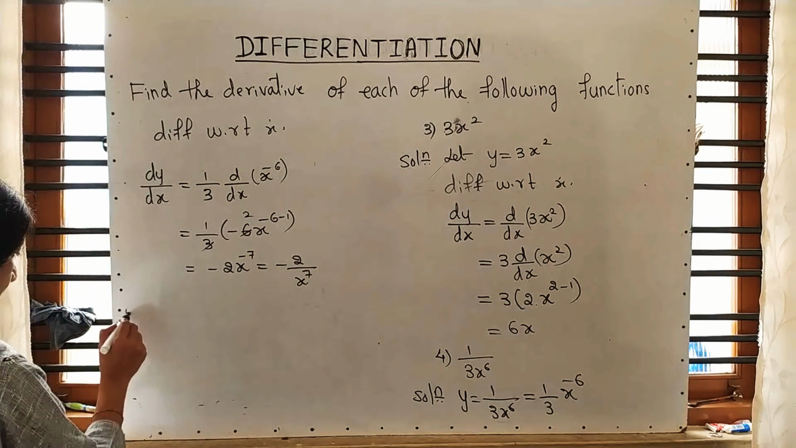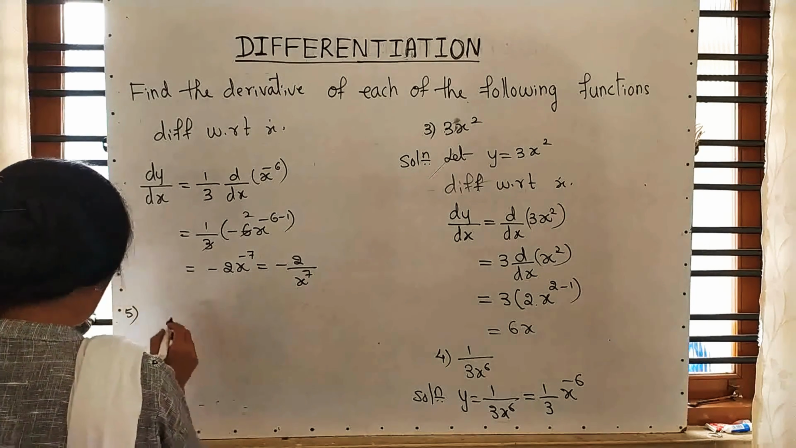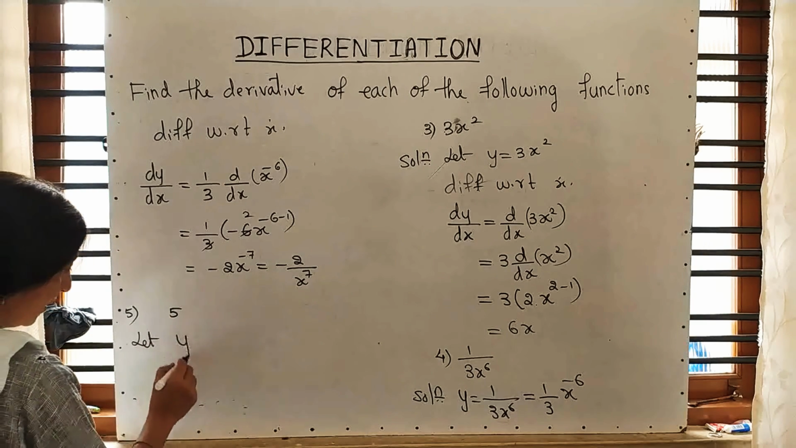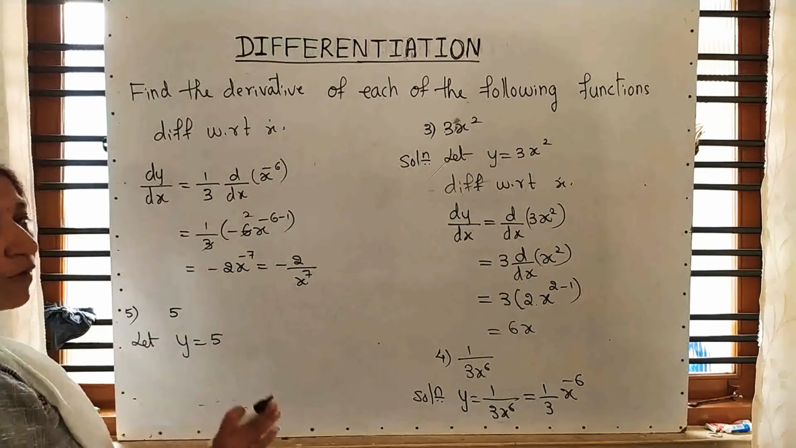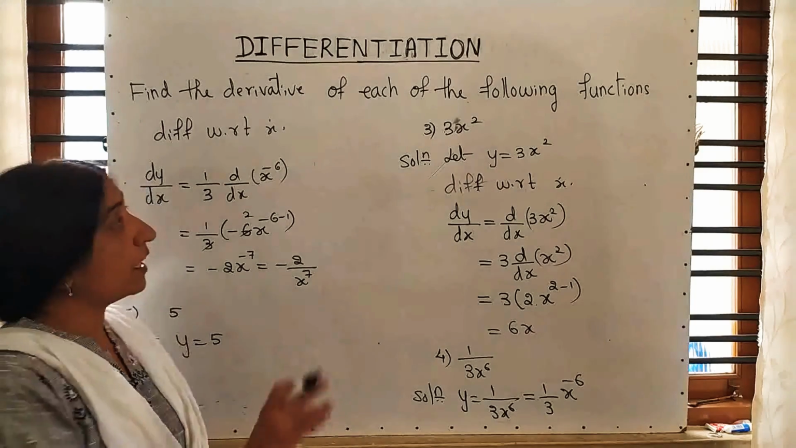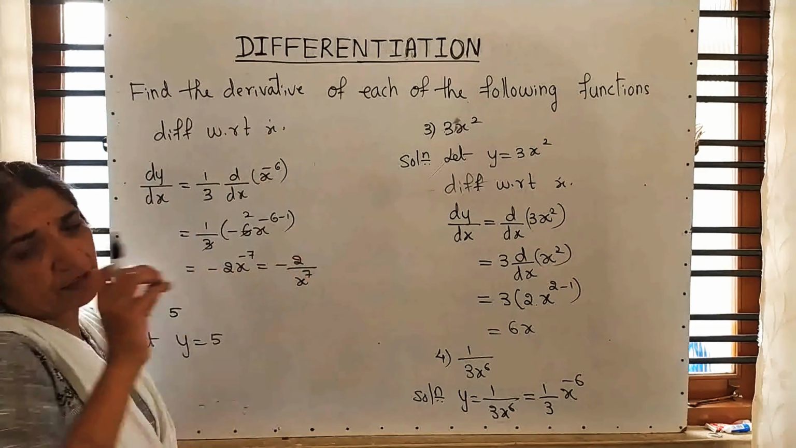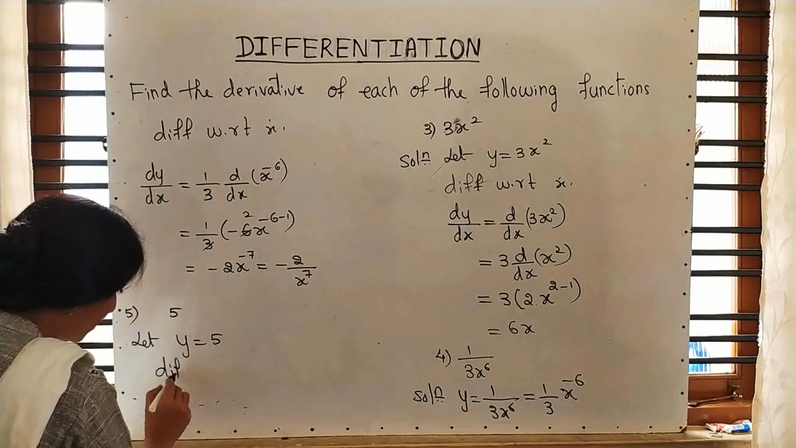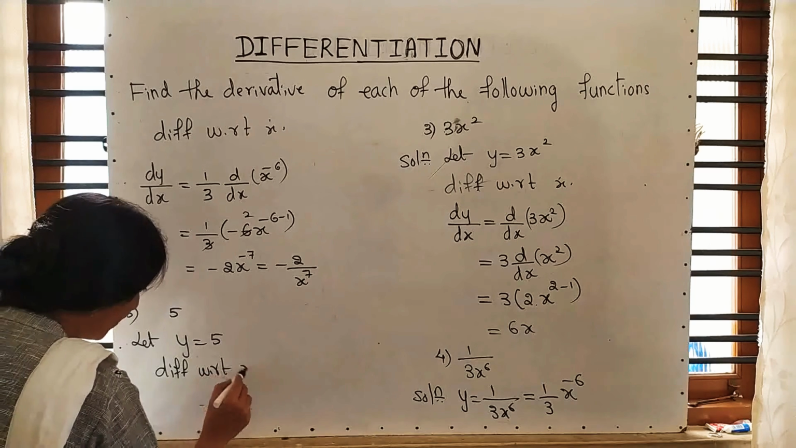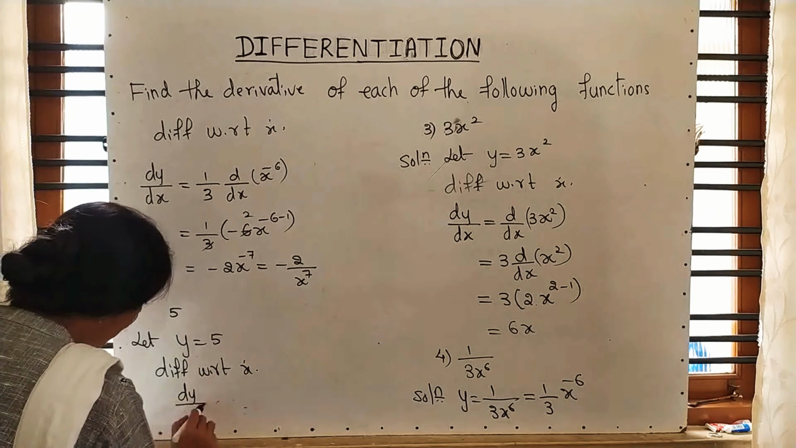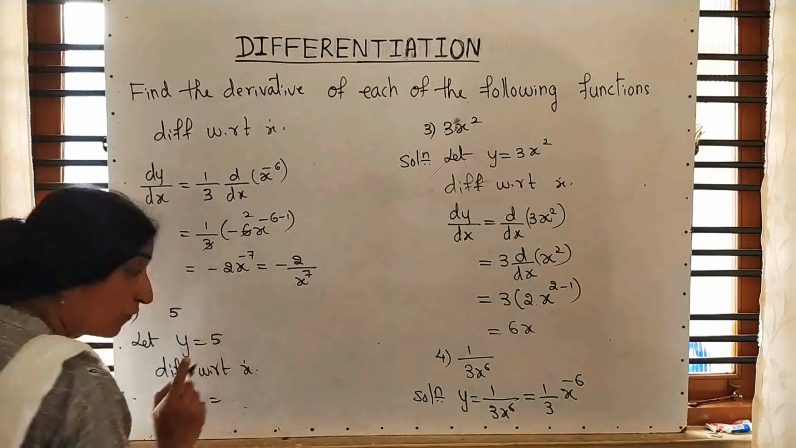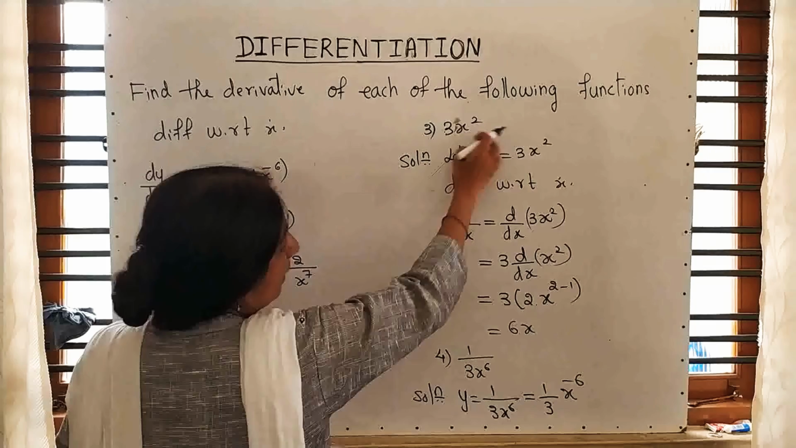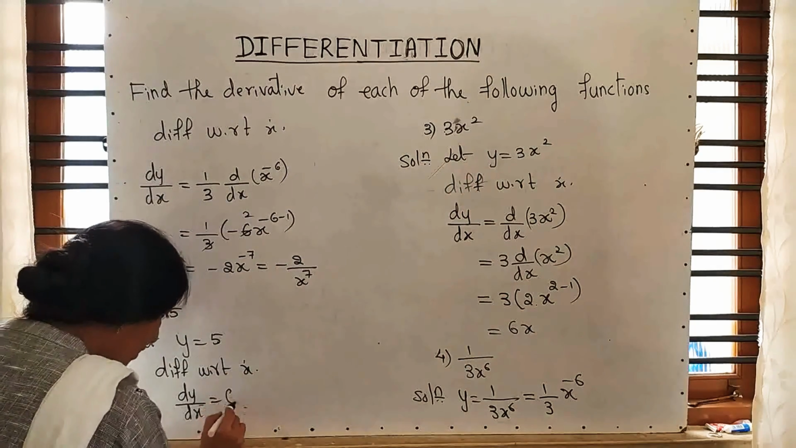Next question. Suppose it is only 5. What will you write? Let y is equal to 5. See, with y, with 5 there is no x. And the question is find the derivative. Of course it is with respect to x only. And 5 we are treating as a constant. Differentiating with respect to x, dy upon dx. Differentiation of constant is what? If only constant, it is 0. But constant with variable means this method. So only constant is 0.